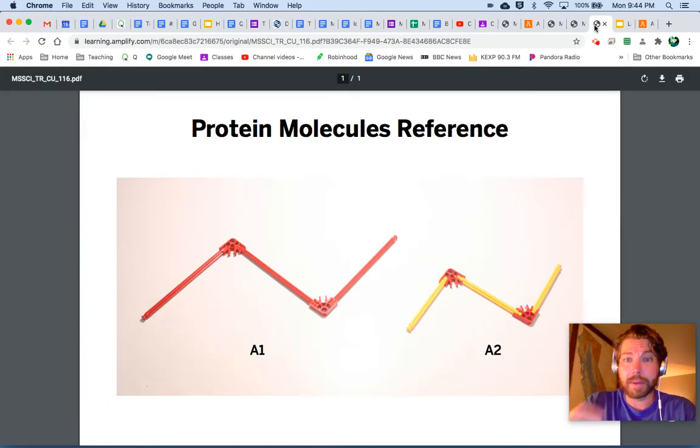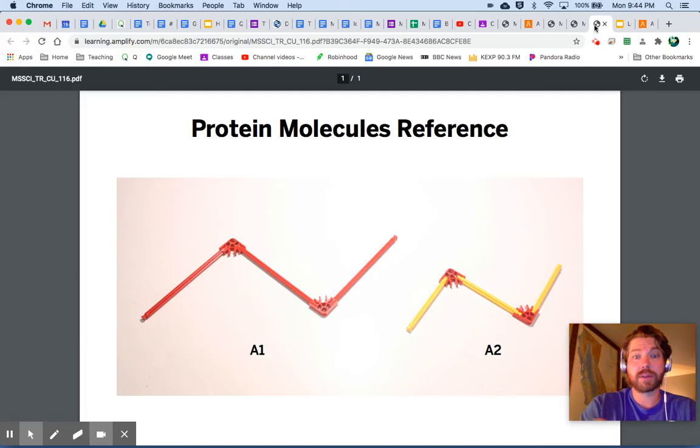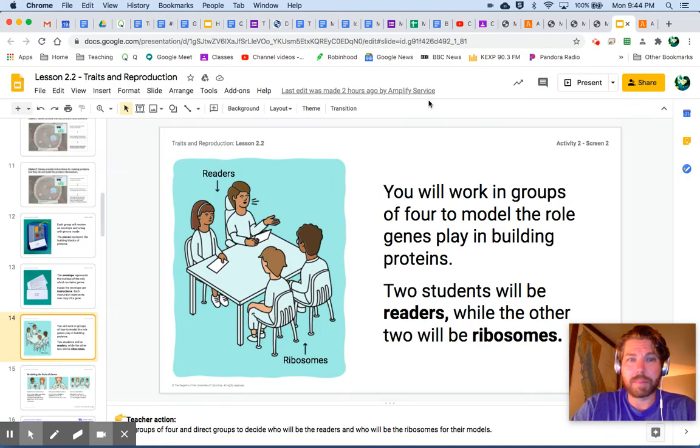Not that, but this. Some of you would have had instructions for two A1 molecules, and you would have had two of these over here on the left. Some of you would have had instructions for two A2 molecules. Some of you would have had instructions for one of each. Just luck of the draw. But that's ultimately what we would have ended up building.